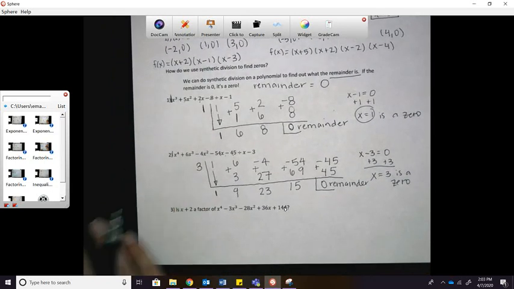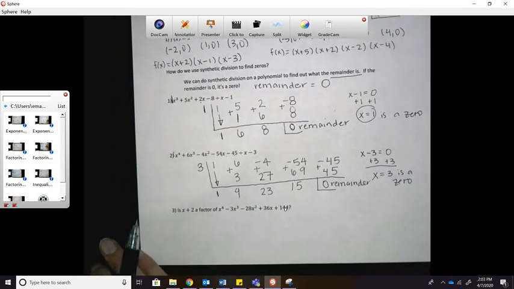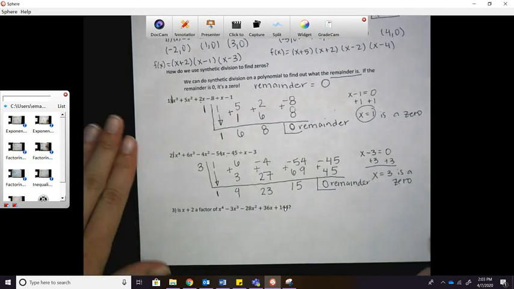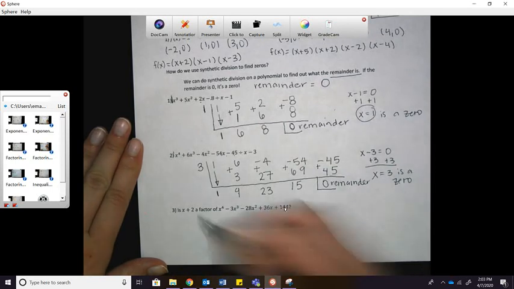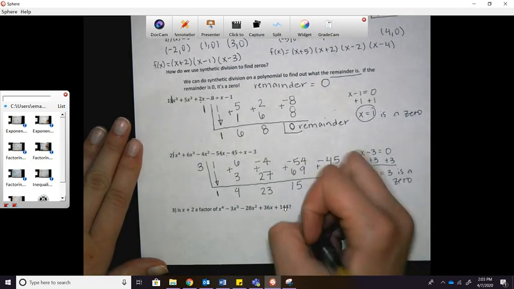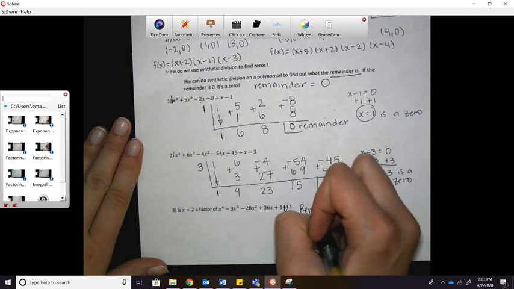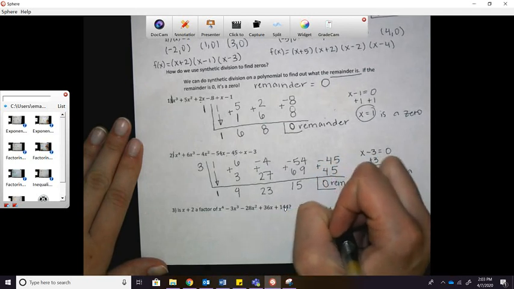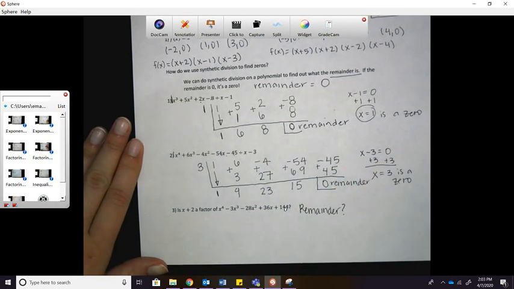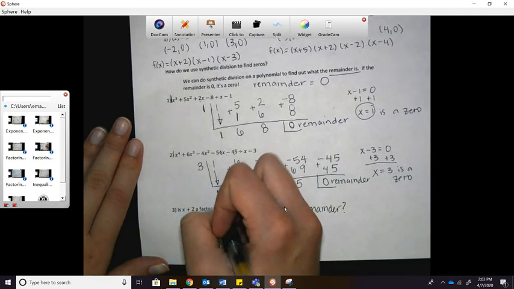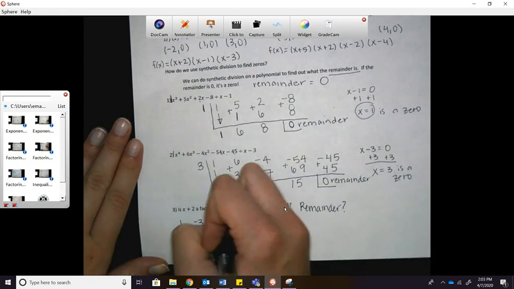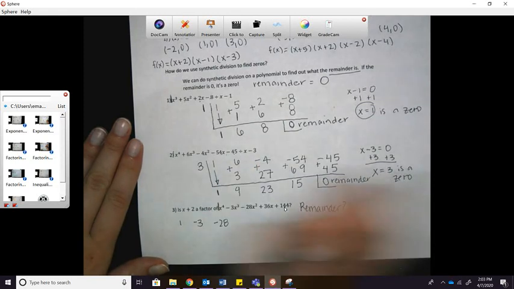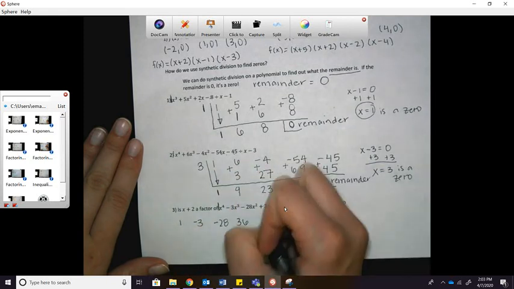Okay, now this question is asking me, is x plus 2 a factor of x to the 4th minus 3x cubed minus 28x squared plus 36x plus 144? So is it a factor? Well, we need to figure out what the remainder is. Is it 0 or is it something else? So again, I start with a 1, -3, -28, 36, and 144.